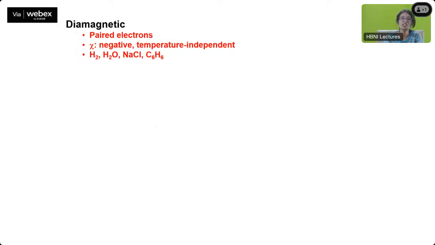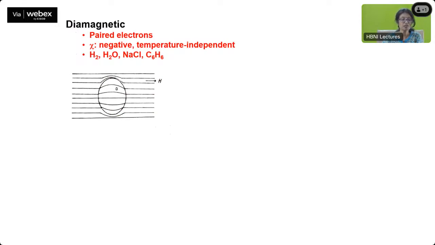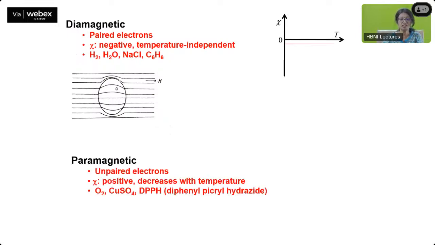In the case of diamagnetic materials, you have paired electrons. In this case, the permeability or susceptibility is negative. It is temperature independent. A few examples are shown. So if you place a material which is diamagnetic between magnetic lines of force, they kind of repel each other.